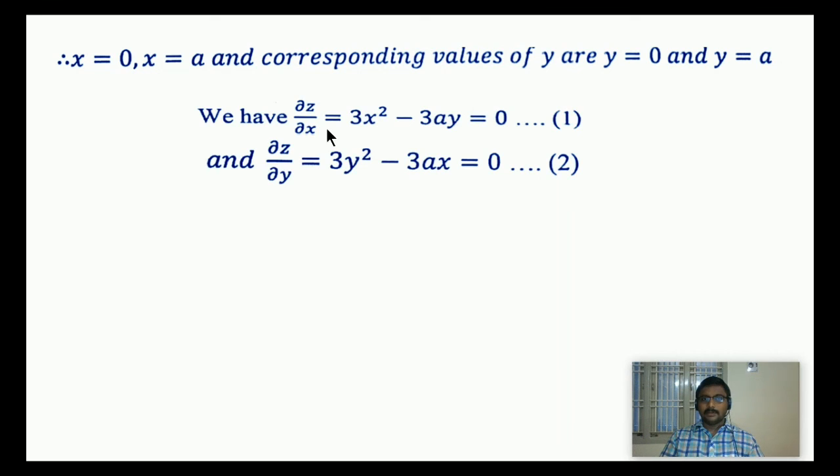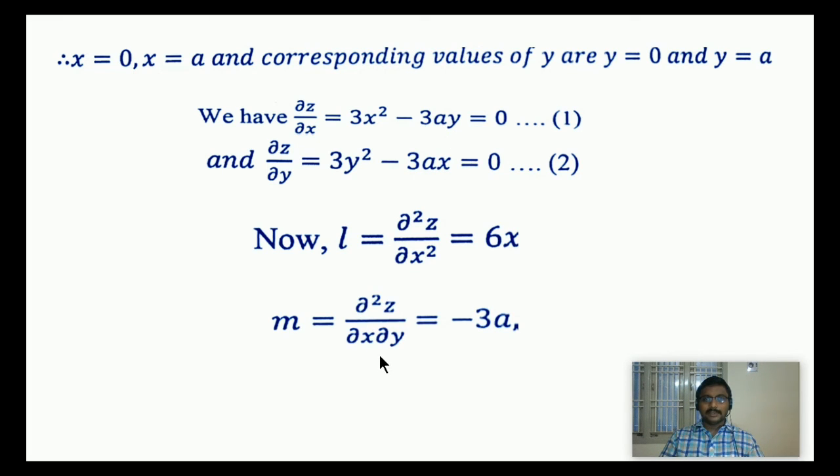Now we have dou z by dou x and dou z by dou y. At these stationary points, we have to compute the L, M, N values. L is dou squared z by dou x squared, which is obtained by differentiating dou z by dou x with respect to x: 3x squared derivative 6x, minus 3a y derivative 0. M is dou squared z by dou x dou y, obtained by differentiating dou z by dou x with respect to y: 3x squared derivative 0, minus 3ax derivative minus 3a. N is dou squared z by dou y squared, obtained by differentiating dou z by dou y again with respect to y: 3y squared derivative 6y, and negative 3x derivative 0.